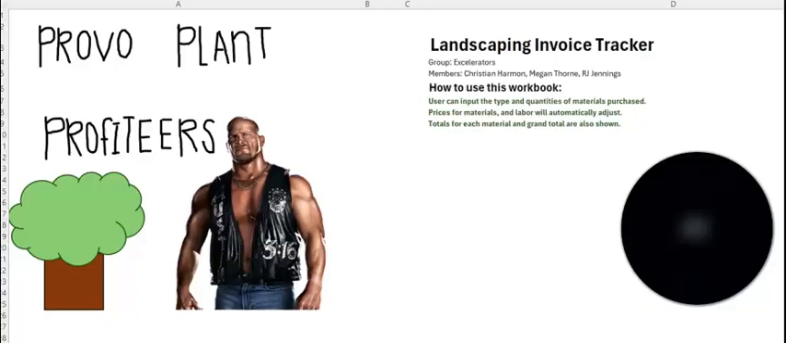Steve Austin is on the cover sheet for obvious reasons. We wanted a symbol of strength, of confidence, and we felt that Steve Austin fitted that description perfectly. And there's a tree.